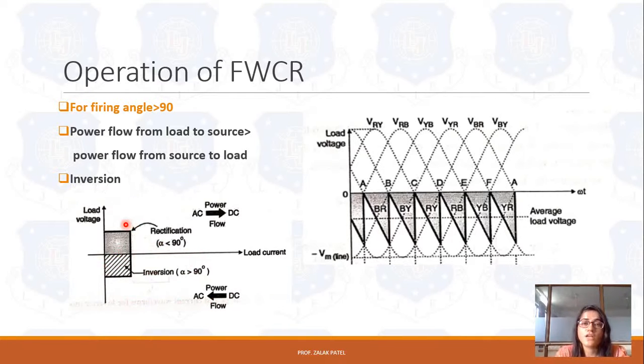This question can be asked for 3 marks: why does FWCR operate in two quadrants? For that this figure is important. For rectification, the power flow from source to load is more compared to load to source. That means power is converted from AC to DC, while in case of inversion, or when alpha is greater than 90 degree, the power delivered from load to source is more compared to power delivered from source to load, and in that case AC to DC to AC conversion is possible.